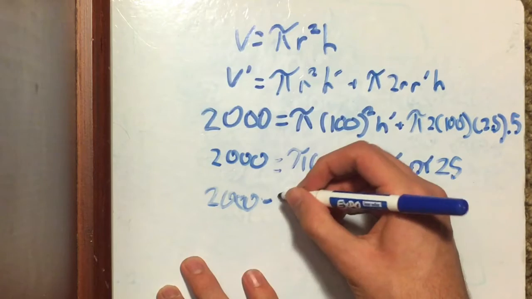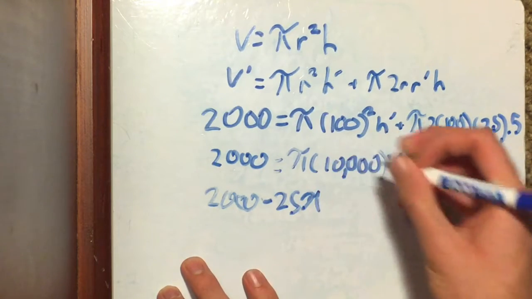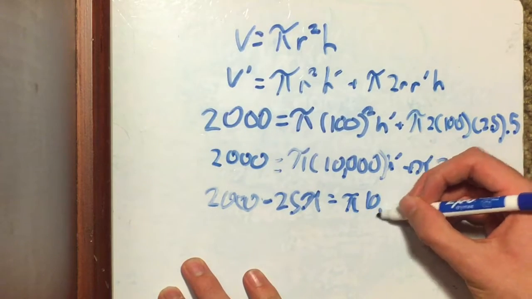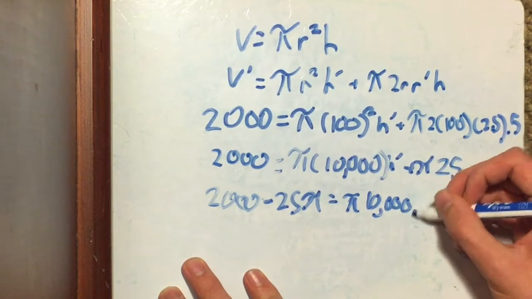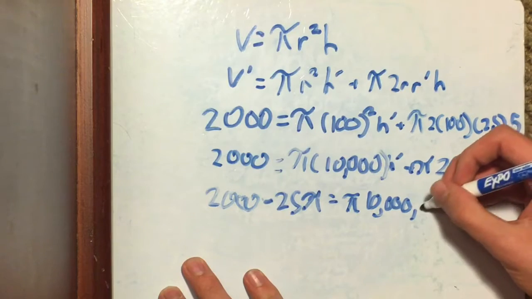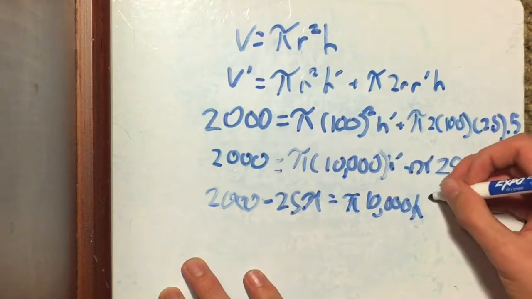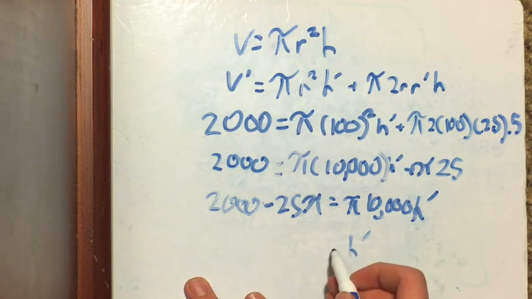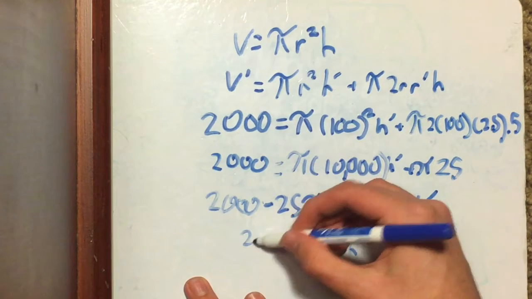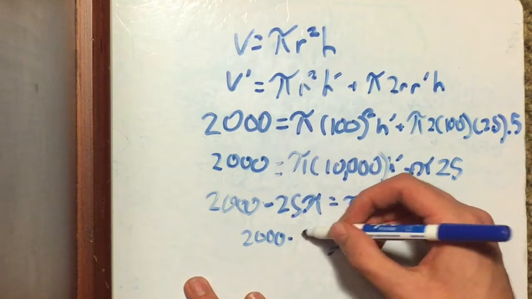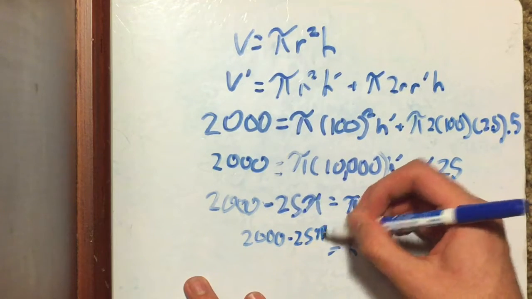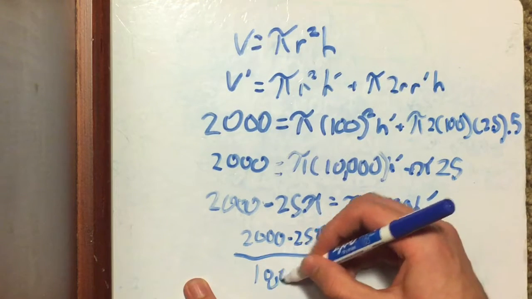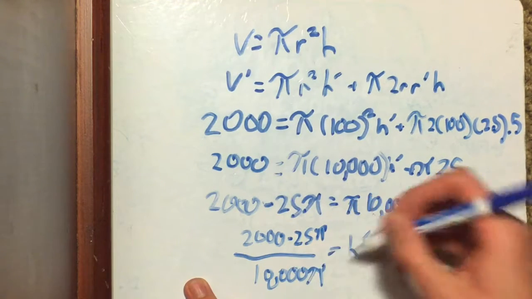2,000 minus 25 pi equals pi times 10,000. I should have flipped that. Times h prime. And then just divide the entire thing by that. And you should get 2,000 minus 25 pi, all of that, over 10,000 pi.